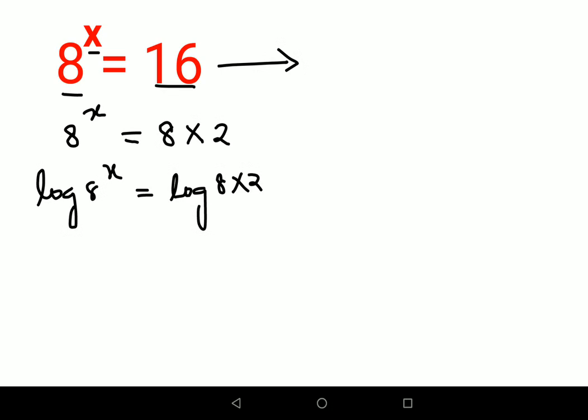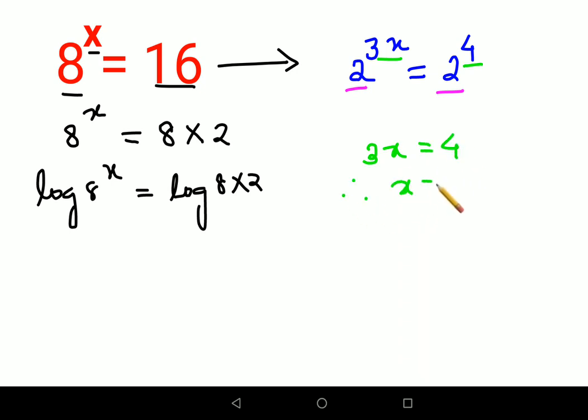See, 8 and 16, both of them can be written with base 2. This is 2 raised to 3x, and this is 2 raised to 4. Now as we know in indices, if we have the bases same, then you can directly equate the indices. So now I can say 3x equals 4. Therefore, x equals 4 by 3. This way also you can do.